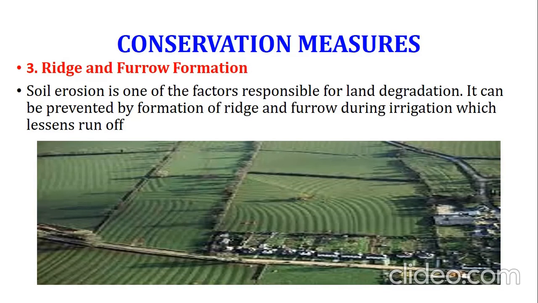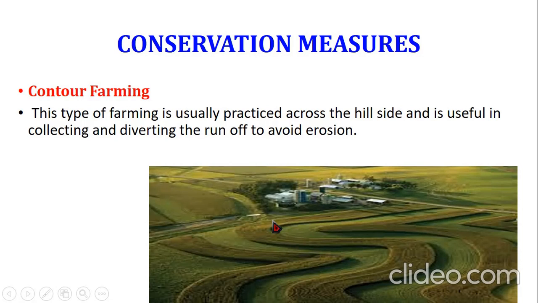The third important measure is the ridge and furrow formation. Soil erosion is one of the factors responsible for land degradation. It can be prevented by formation of ridges and furrows during irrigation, which lessens runoff. In this image you can see the ridges and the furrows which are made, so it will prevent the loss of soil along with water.